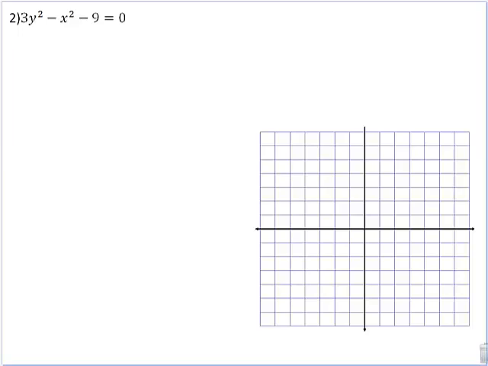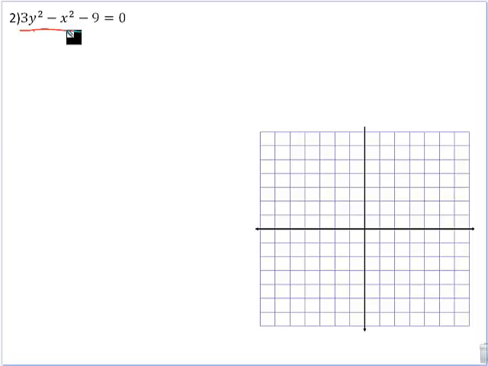3y squared minus x squared minus 9 is equal to 0. Okay, so we have to take a look at this and we have to decide which conic section do we have here. Hyperbola. This is a hyperbola. Why would this one be a hyperbola? We are subtracting between our squares. So here we have 3y squared and x squared, and we are subtracting between them, so it has to be a hyperbola. So how can we get this hyperbola into standard form?